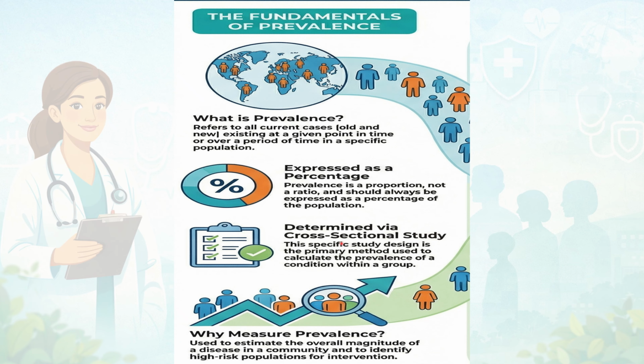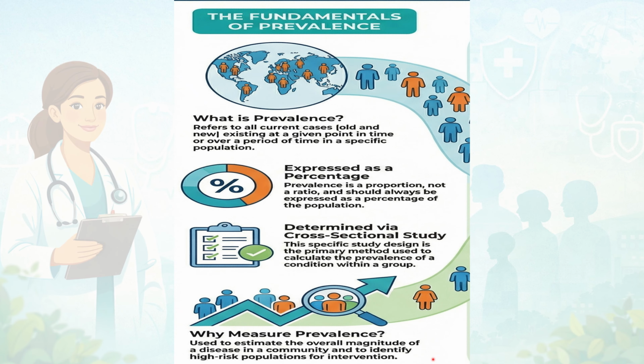Next, how is prevalence measured? We usually measure prevalence using a cross-sectional study design. This means we take a snapshot of a population at a particular point in time and see how many people are affected.